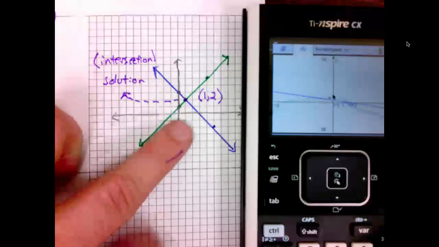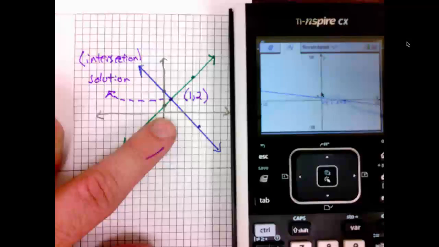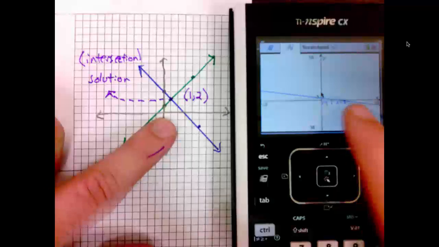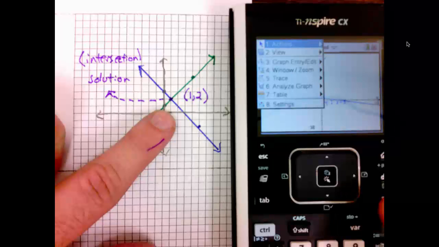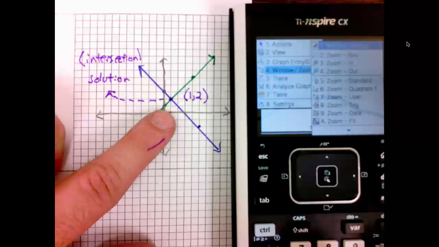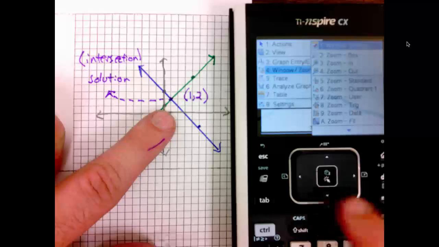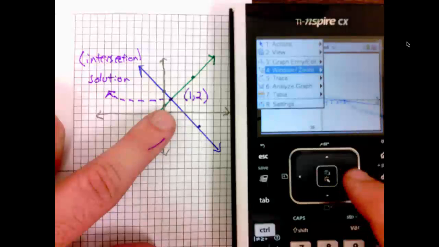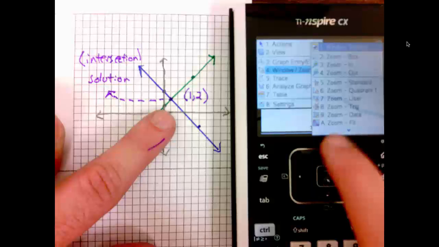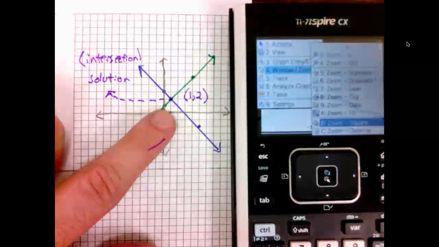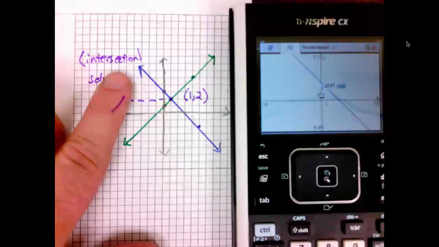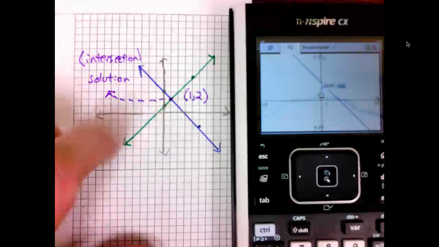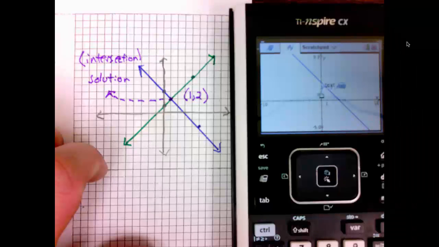It doesn't look a lot like my line here, but it's because of the zoom. Here we have a different zoom. This is a square zoom. I can make a change and it will look similar. Menu, 4 for zoom, and then I'm scrolling up. Zoom square is B. This turns my viewing window to look like my graph here, and now I can see that this graph is identical to that one.